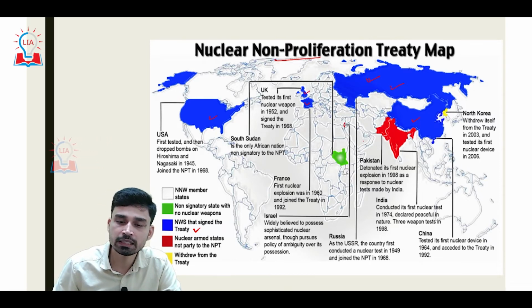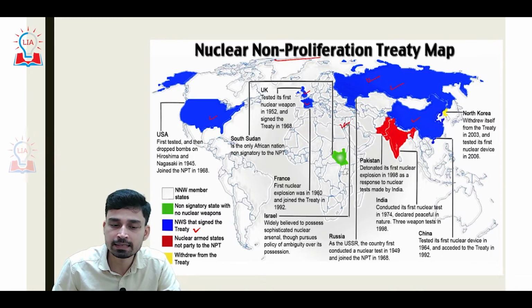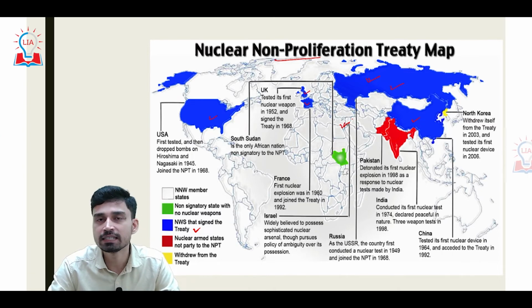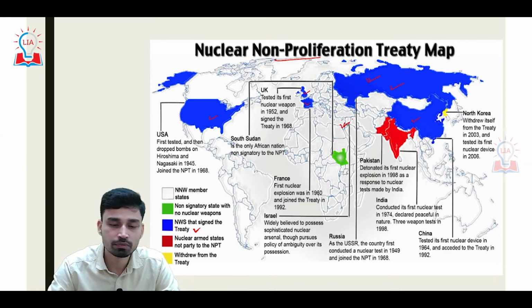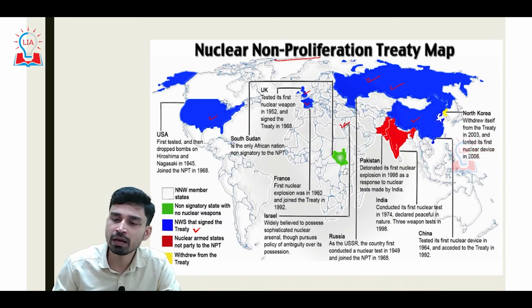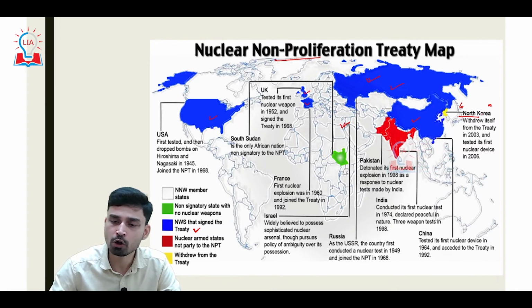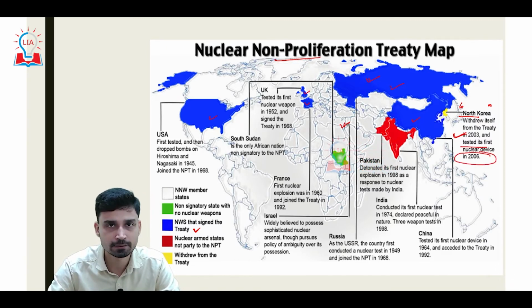Apart from that, it is believed that 3 countries like India, Pakistan and Israel also are nuclear weapon states. However, they are not signatory to the Nuclear Non-Proliferation Treaty due to various reasons that have been given by them. Apart from that, we have one country, that is North Korea. North Korea earlier, up to year 2003, was signatory to NPT. However, it withdrew itself from the treaty in 2003 and tested its first nuclear device in year 2006.